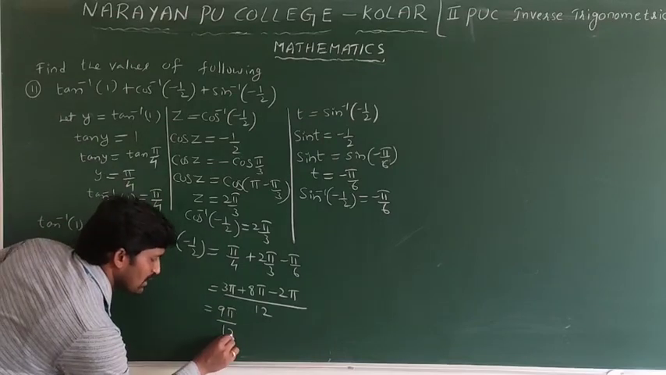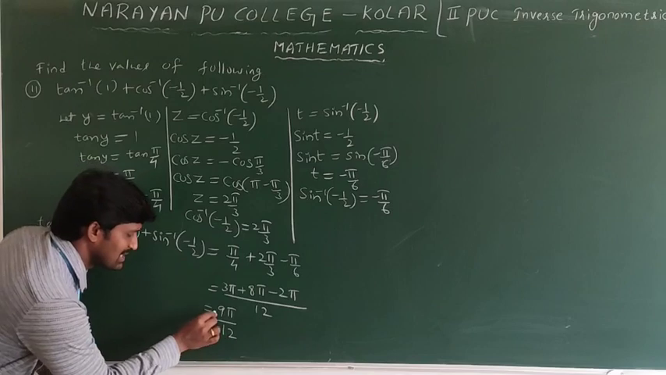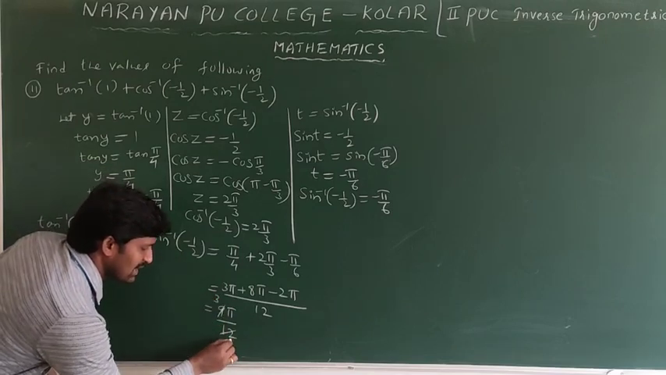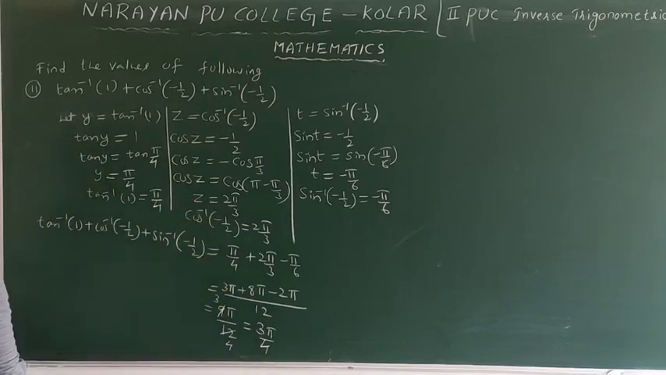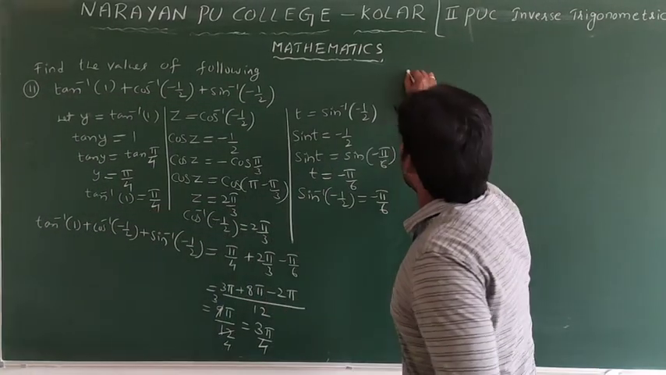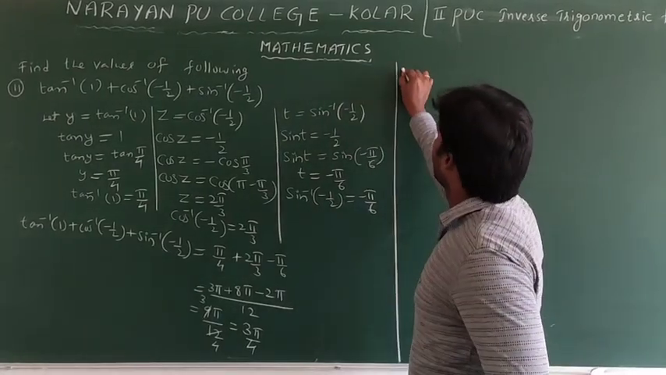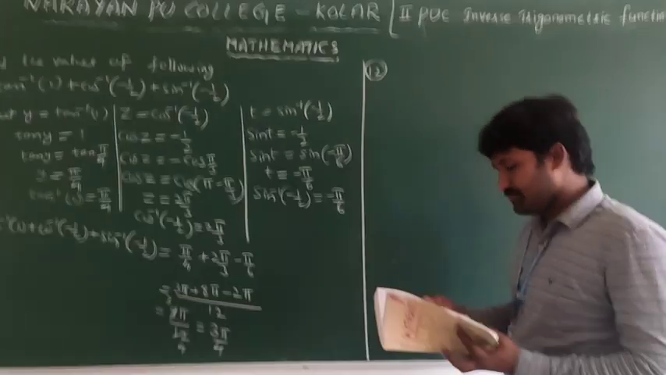9 pi by 12. You can cancel with 3: 3 threes are 9, 3 fours are 12. What is the final value? 3 pi by 4. That is the final answer for that. Next, coming to the 12th question.